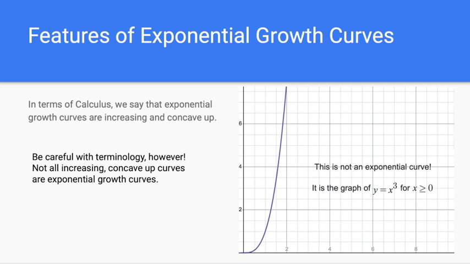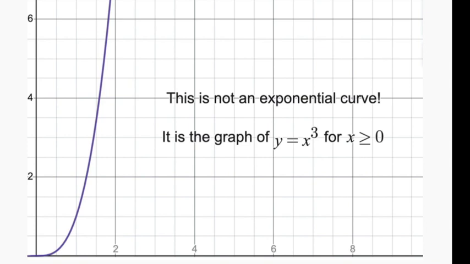However, people use the term exponential growth very imprecisely, to refer to any concave up increasing curve. For instance, the graph of x cubed for x greater than 0 is concave up and increasing, but it would not be correct to call x cubed an exponential curve.